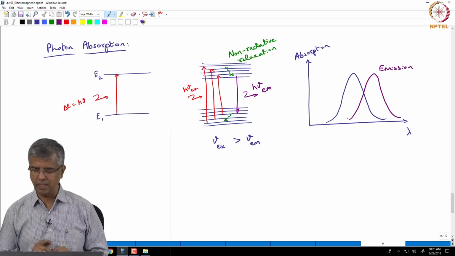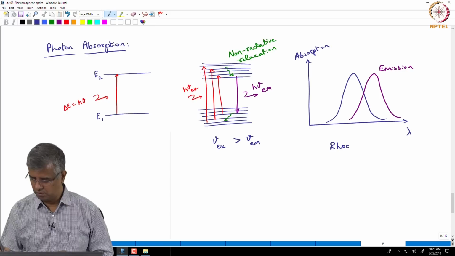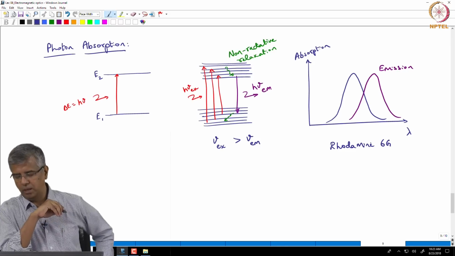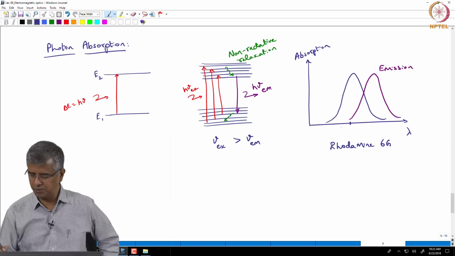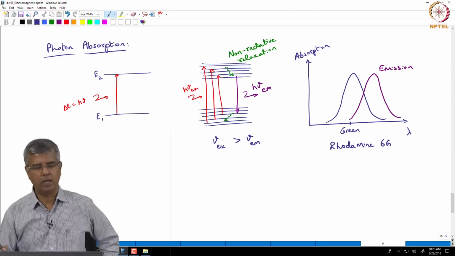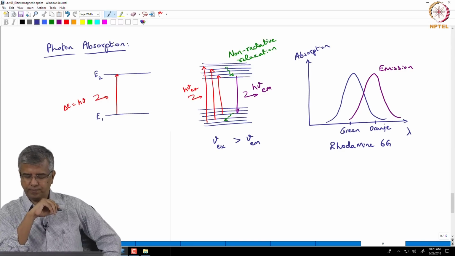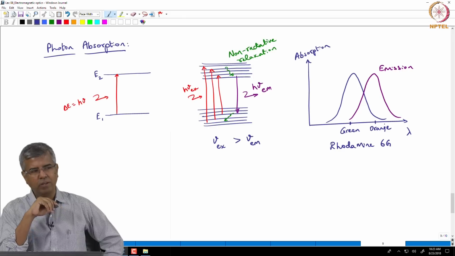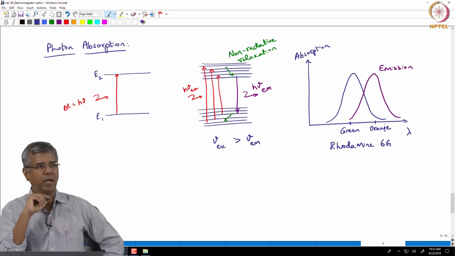So, this week you will have a demonstration using a dye known as rhodamine 6G. That is a dye molecule. Rhodamine 6G has an absorption spectral band around green and an emission spectral band around orange color. Okay. So, if you come in with red color into this rhodamine 6G, what do you expect to happen?